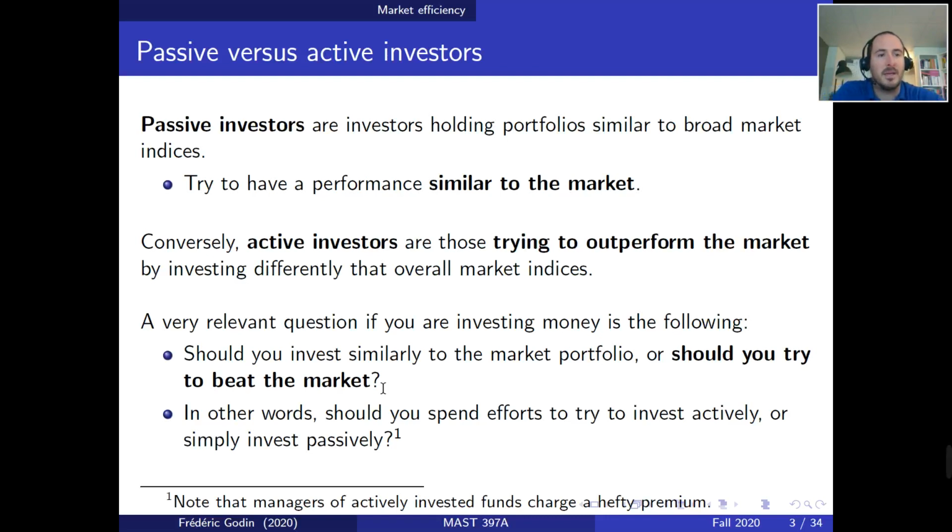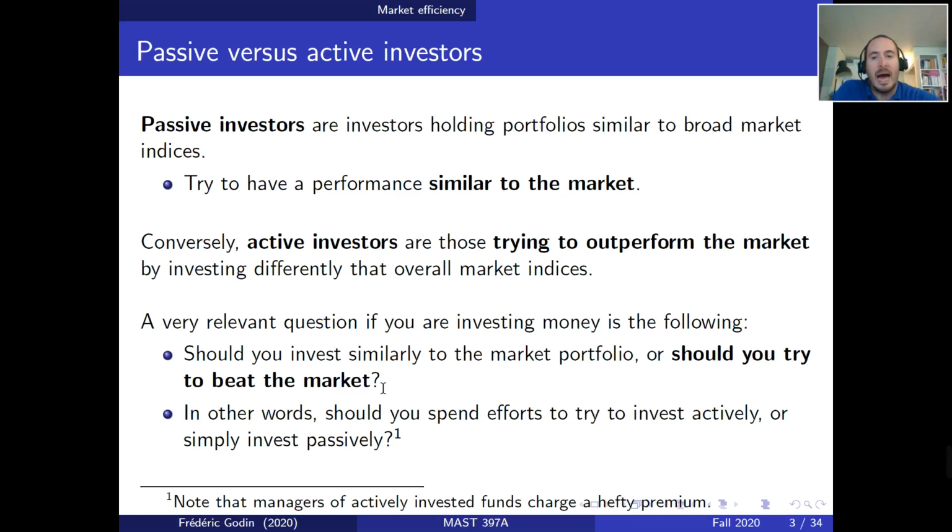So first thing we will discuss is passive versus active investors. Passive investors are investors who hold portfolios that behave similarly to broad market indices. Such investors do not attempt beating the market, but they are perfectly happy with having a performance that is similar to the broad market performance. For example, if they have a portfolio which looks very much like the S&P 500 index, and they have exactly the same performance, they will be happy with that.